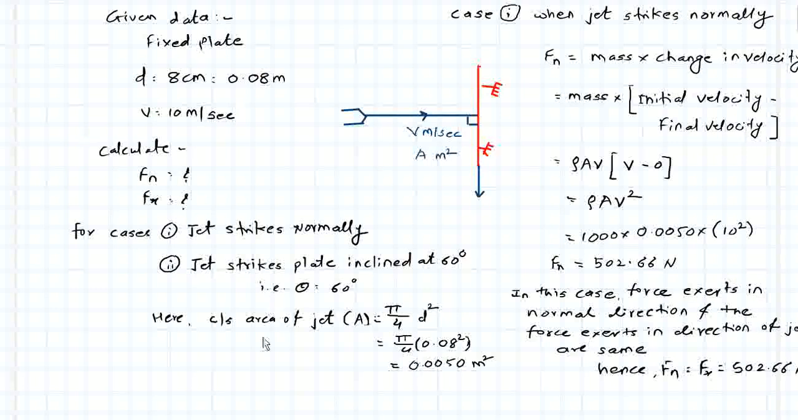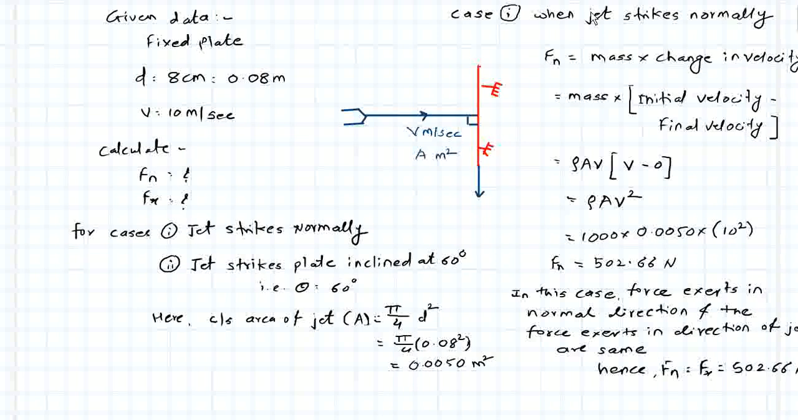Before starting, we have calculated the cross-sectional area of the jet. We can say pi by 4 d square. Put the respective value. We get the cross-sectional area of the jet A equal to 0.0050 meter square. So, for calculation of Fn and Fx, we consider the case 1 when the jet strikes normally.